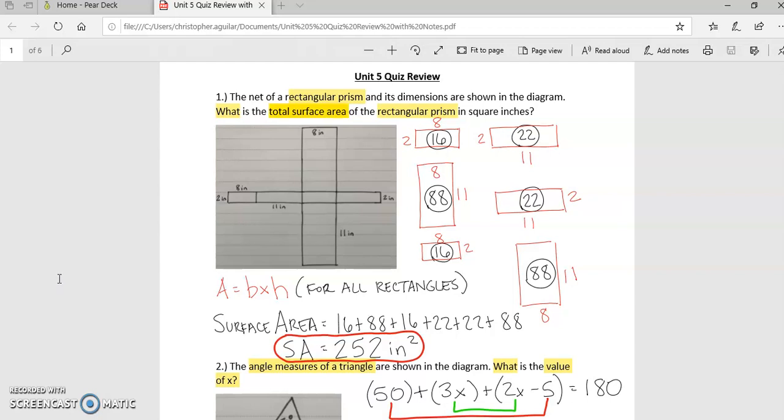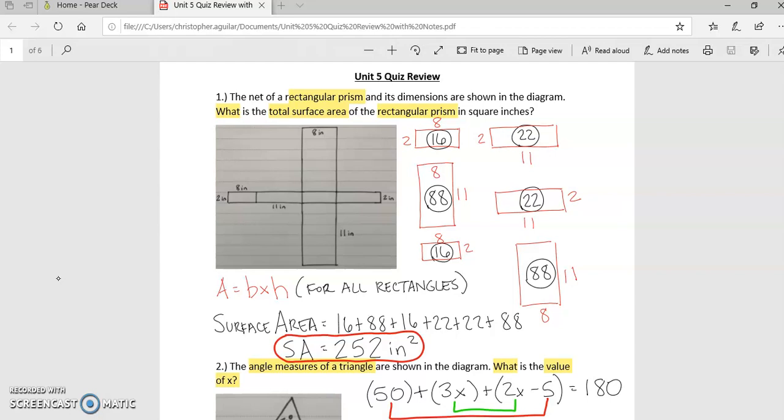So number 1 says the net of a rectangular prism and its dimensions are shown in the diagram. What is the total surface area of the rectangular prism in square inches? So we see this rectangular prism, and it's made up of 6 smaller rectangles. We have this small one that's 2 inches by 8 inches. We have this one that just says 11. This one up here says 8 as the top, 11 as this side, and then 2 as this small little section right there.